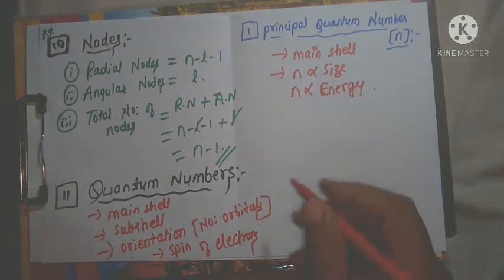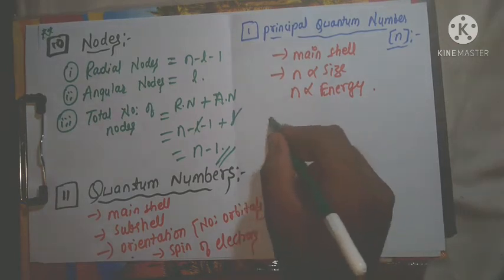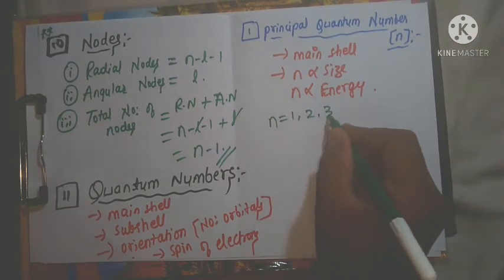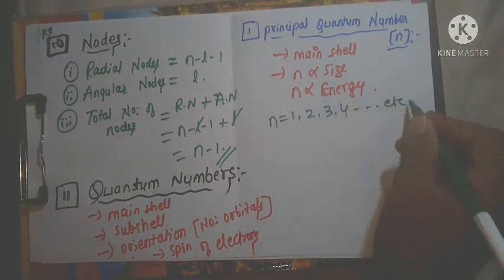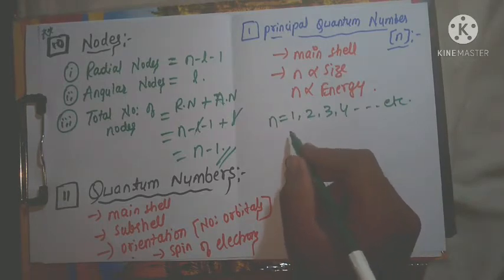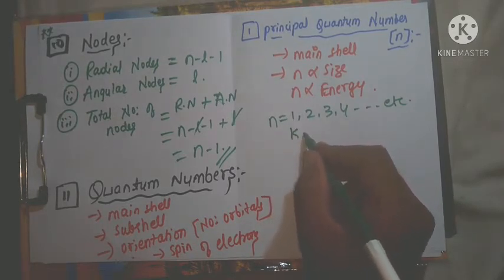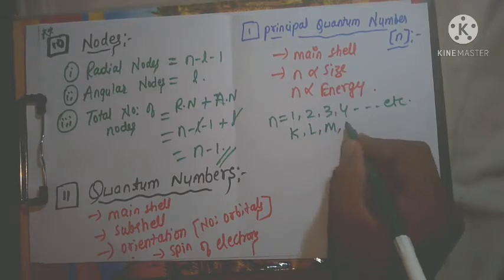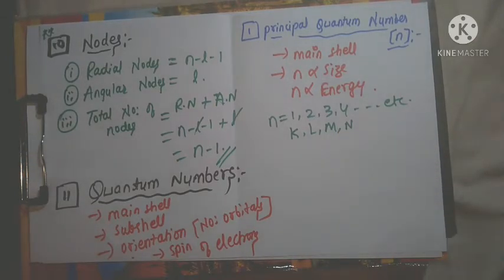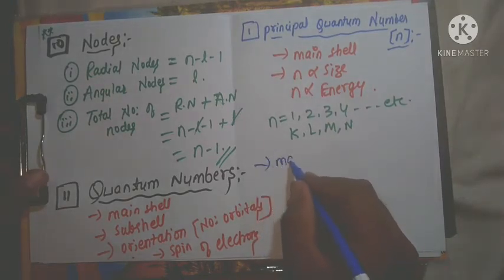Now, what are the n values? n is equal to 1, 2, 3, 4, 5, etc., but not 0. Now, in 10th, we have studied that n is equal to 1 means K shell, then L, M, N shell, etc. Now, the maximum number of subshells in a main shell. Again, we already studied these points. You should remember these.